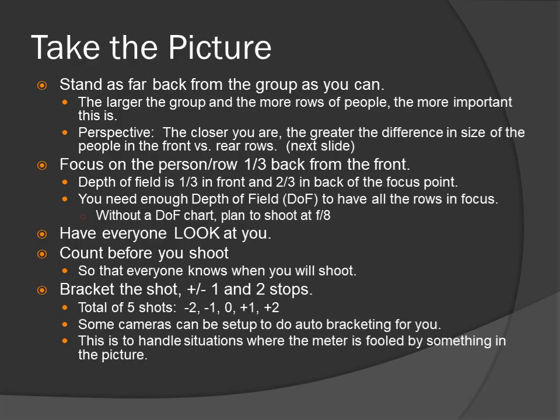Then bracket the shot, plus and minus 1 and 2 stops. Total of 5 shots: -2, -1, 0, +1, +2. Some cameras can be set up to do auto bracketing for you. This is to handle situations where the meter is fooled by something in the picture. For example, if you're shooting on the aluminum bleachers, the aluminum bleachers might be getting a lot of reflection from the sun. So the camera's going to say, whoa, too bright, and it's going to darken everything. If you don't bracket, you won't catch that situation.